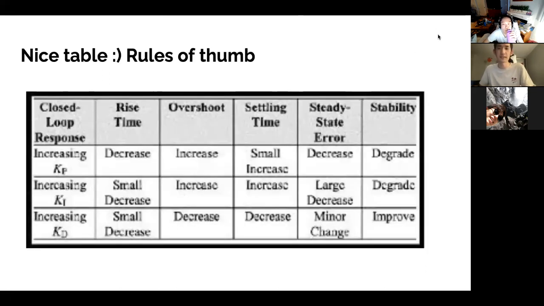Here's a good table. It's a good rule of thumb. I did mess it up. I was pretty sure I messed up the slide. So your integral does not help your stability. Your integral definitely makes it worse. Derivative is what improves the stability because it wants it to not oscillate. Basically, it's a damping factor. So this is a good table for you to see.